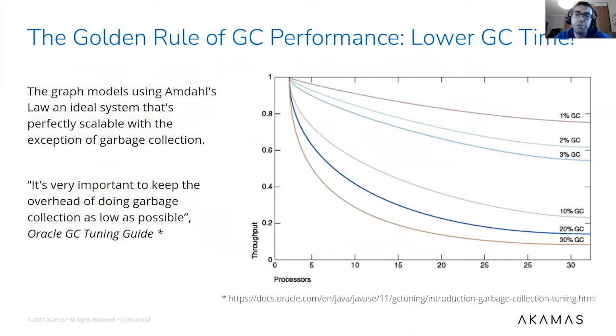I took this chart from the official Oracle docs, and it clearly shows the significant impact that garbage collection time can have on application throughput and also scalability. It was created using the well-known Amdahl's law. So again, it makes total sense to minimize the GC time.